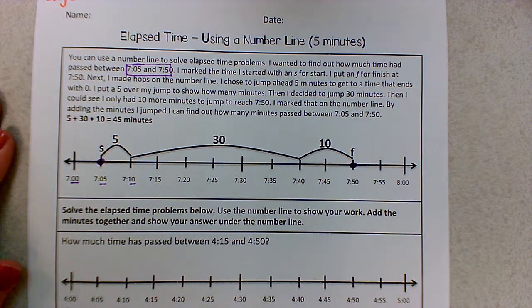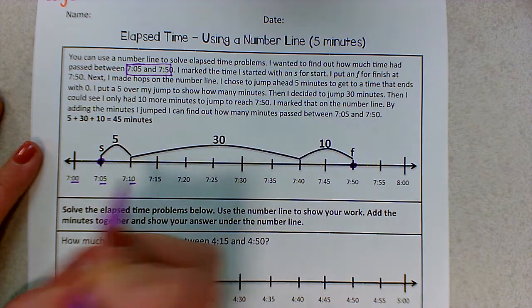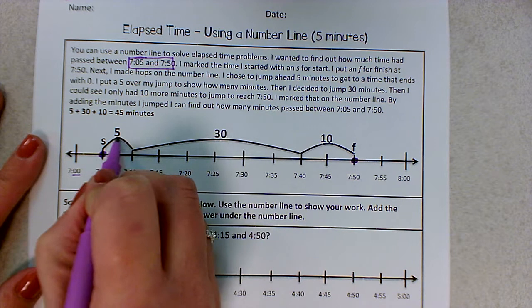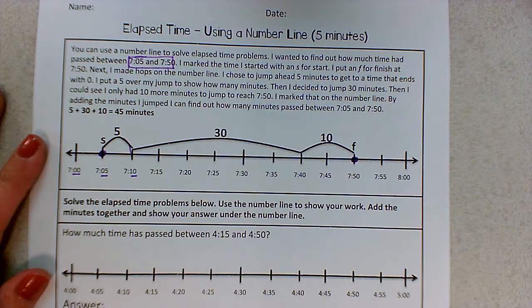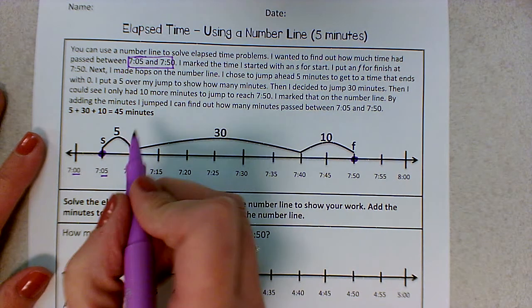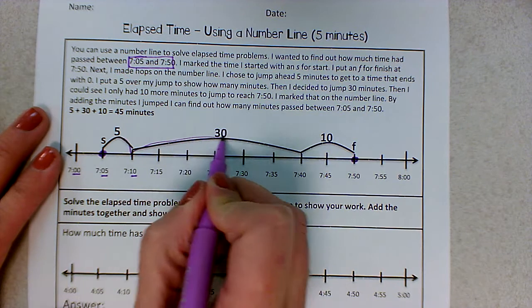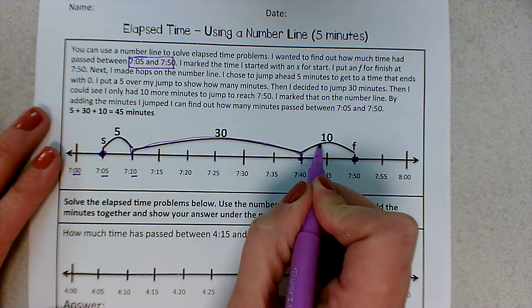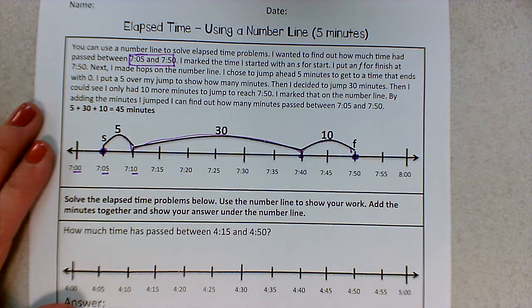Now here comes the fun part, where I'm going to make some jumps. I don't want to make 5-minute jumps every time, because that might take a little bit. But what I did is I went from 7:05 to 7:10, because that got me to a rounder number. And then I thought, well, if I could get to 7:30 or 7:40 even, that would be even better. So I said, I'm going to make a 30-minute jump to end at 7:40. And then I needed only 10 more minutes to finish at 7:50.